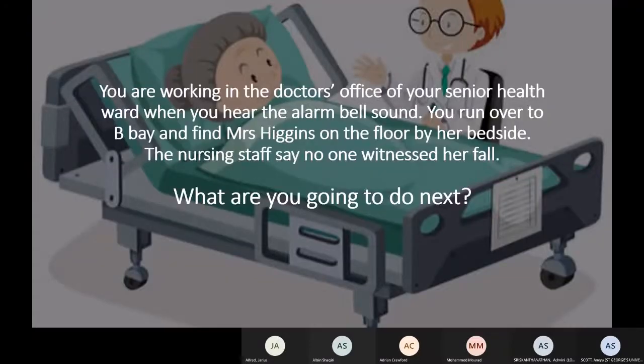So you're working in the doctor's office of your senior health ward. When you hear the alarm bell sound, you run over to B-Bay and find Mrs. Higgins on the floor by her bedside. The nursing staff say no one witnessed her fall. So what are you going to do next? What would be your way of approaching this patient?